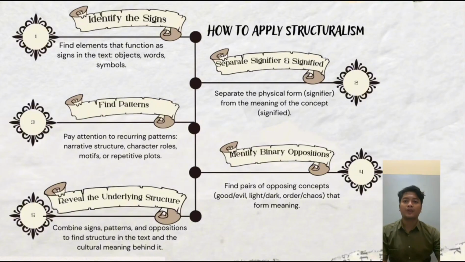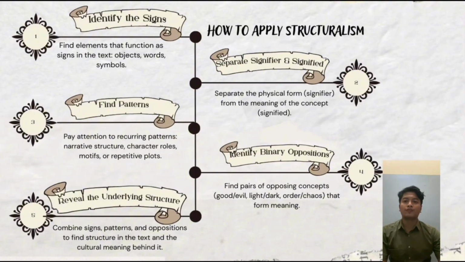The third is find patterns. Look for recurring patterns in the narrative structure, like character roles, such as the hero and the helper. The next is identify binary opposition. Find the pairs of opposing concepts like good and evil, order and chaos, male and female.